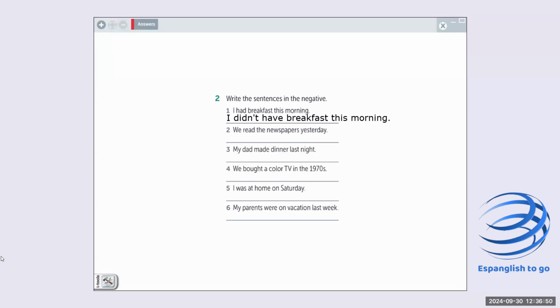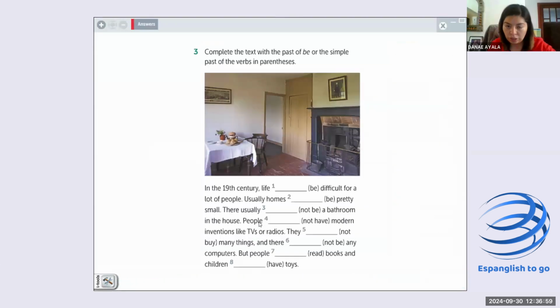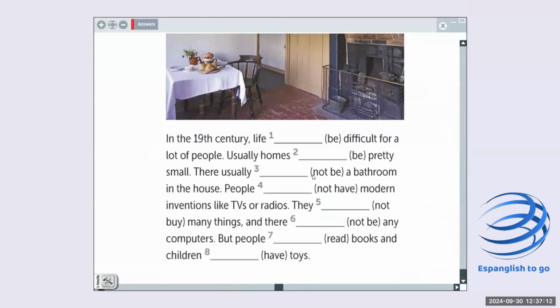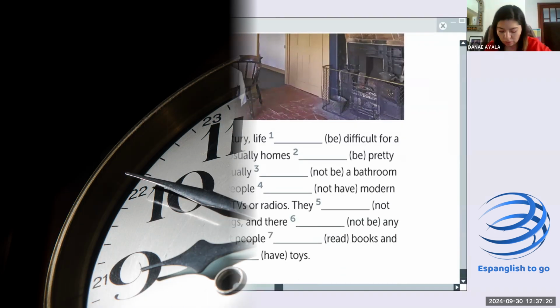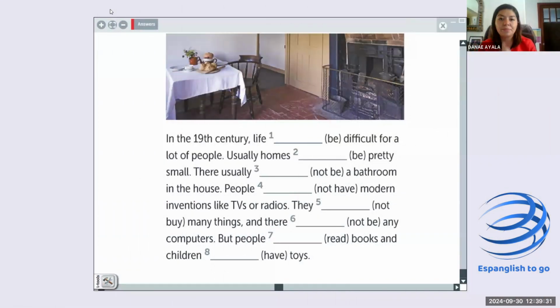Well, let's continue with exercise number 3. Complete the text with the past of be or the simple past of the verbs in parentheses. So complete this exercise in your book, please. We will read the complete text when you finish. Okay. Finished? Okay, so please read the text.